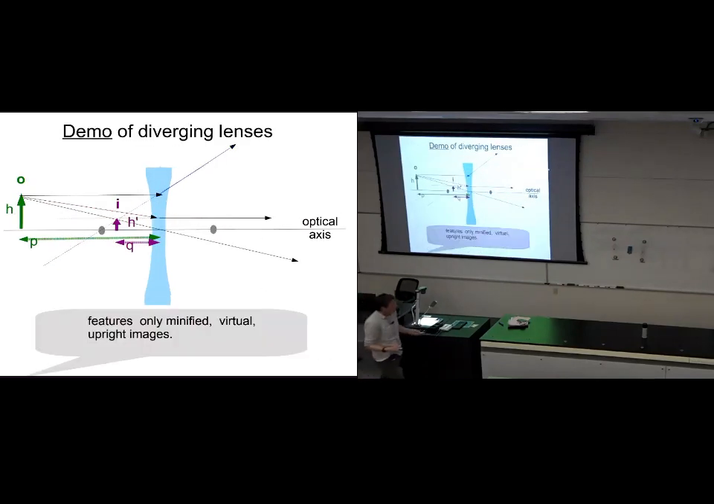I'll show you a quick demonstration of the diverging lens, but let me just mention, just like a diverging mirror didn't have all those properties of a converging mirror, the diverging lens doesn't have all the properties of a converging lens in terms of what it can do. A converging lens could magnify and minify. A diverging lens only makes smaller, minifies. A converging lens can make upright and inverted images. A diverging lens will only make upright images. So it's a less flexible lens.